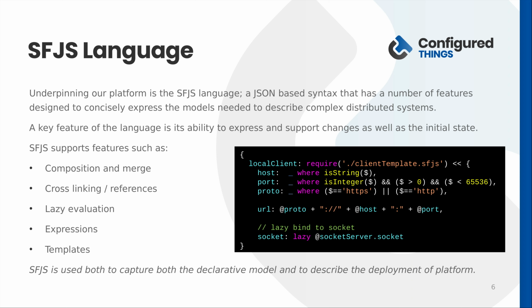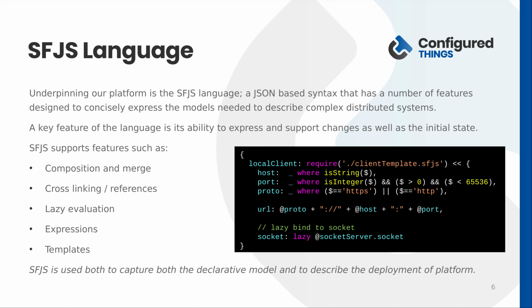So the first of those elements is the language. Our modeling language is a JSON-like syntax, but it's got a number of features that extend JSON to support the kind of complexity that you actually need when you're trying to describe real-world situations. As well as the standard JSON declarative way of describing things, we have the ability to explain how different parts of that model should be merged together.